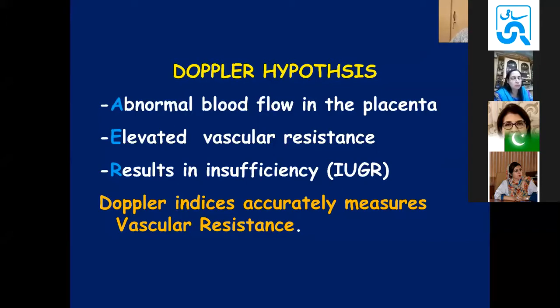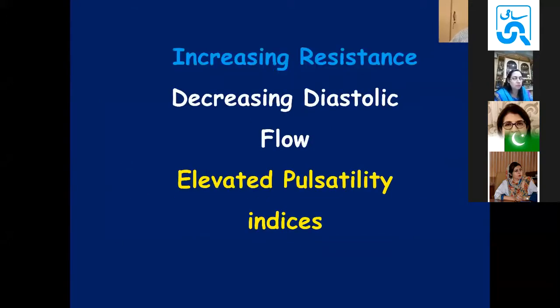And we can have the indices accurately measured as far as the resistance is concerned. Now, the other hypothesis is whenever there is resistance in the blood vessel, there will be a drop in the diastolic flow, or we call it decreasing diastolic flow. And that would always increase the pulsatility index or indices, which means the number will increase. So when the number is high, it means there is less diastolic flow and increased resistance. And when it's the other way around, the diastolic is more, that means the pulsatility index numbers will be lower.